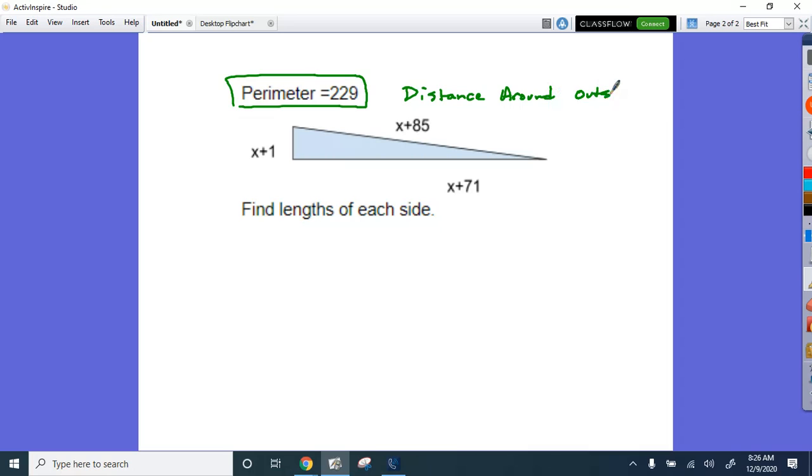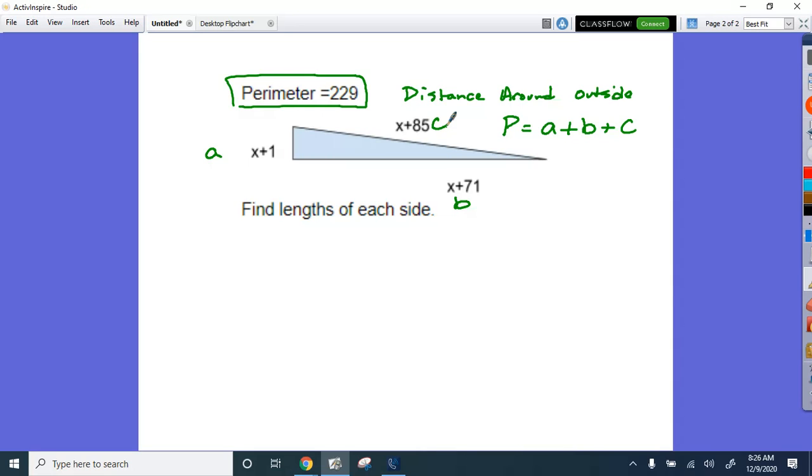So when we're talking about that distance around the outside, how do I calculate the perimeter in a triangle? Well, in any triangle, all I have to do is add all three sides, A, B, and C, together. So let's say that I call this x plus 1 A, I'm going to call this x plus 71 B, and I'm going to call this x plus 85 C. I'm just labeling what those physically are.